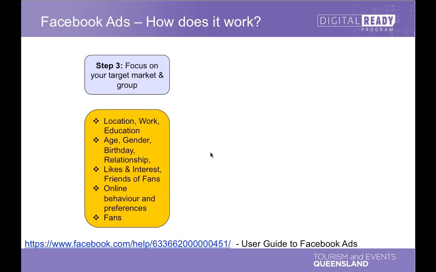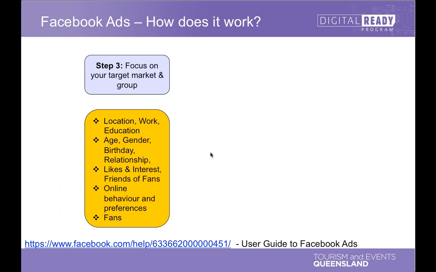Okay. Then step 3, focusing on your target market and your group. Now, this is what I said earlier. Facebook makes it very easy to narrow down the people that will see your ads to give you the most chance possible that the people seeing your ad on Facebook will actually be likely to respond. So that's what we call target market for this ad, and group.